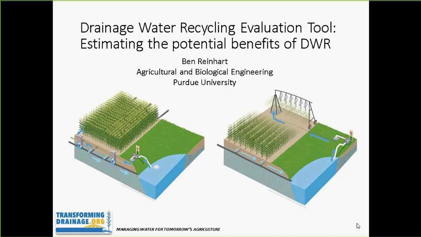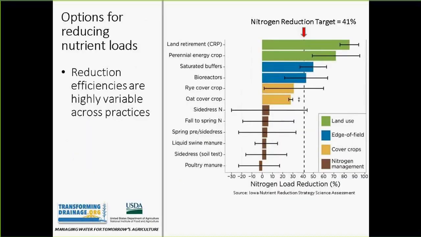Well, very good. So I'm going to talk a little bit about some work that we're doing at Purdue. Jane and I are working on a tool, what we call the Drainage Water Recycling Evaluation Tool. What this tool is meant to do is really start to give us some of those initial estimates of what this practice of drainage water recycling might be capable of. This question is of interest as we look across the Midwestern landscape where we have variable conditions. And so I'm going to talk about some of the results that we're seeing from that analysis now.